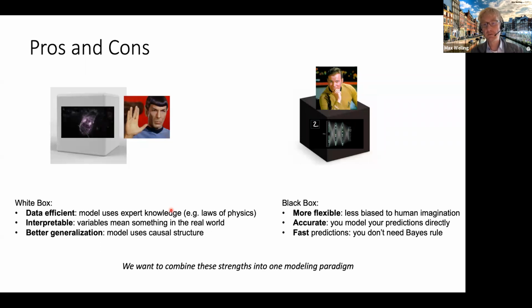The deep learning models are much more flexible. There are billions of parameters in these models. And in some sense, they overcome the limitations of the human imagination, right?